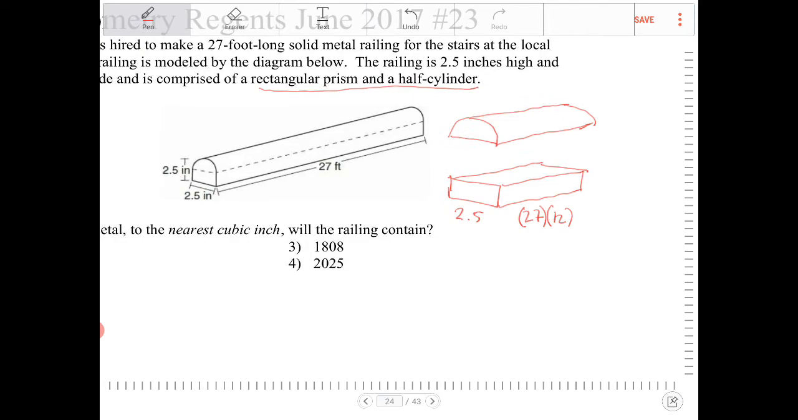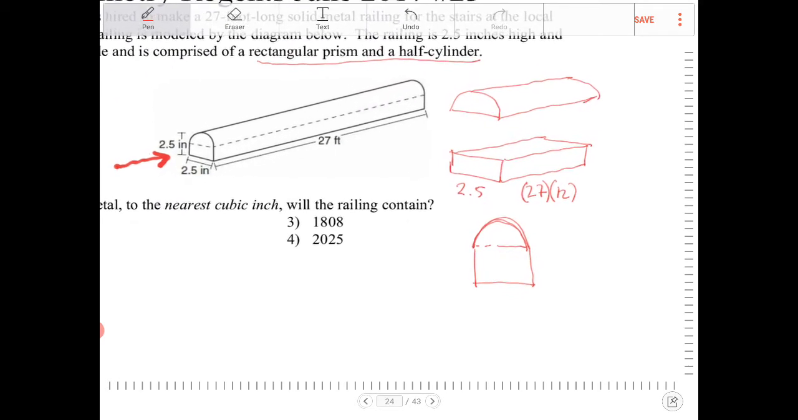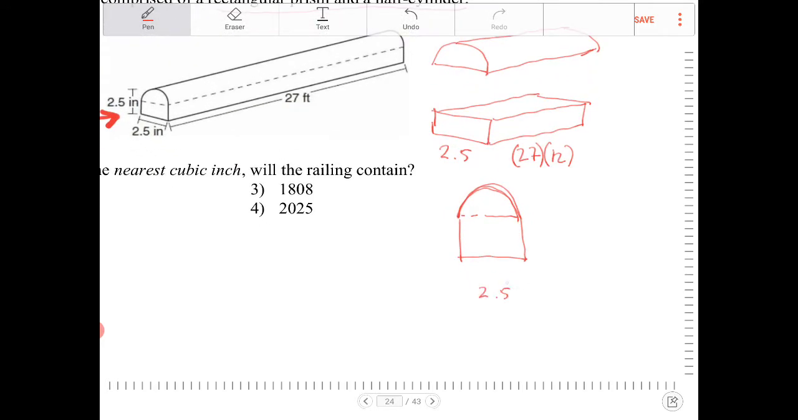Now the next thing here, and this is really interesting, we have this composite figure. I'm looking at the railing here from this end, looking directly at it. And what I see then is this shape where I have a rectangle and a semicircle connected together. So the dimensions here: the width is 2.5 inches. The overall height is 2.5 inches.